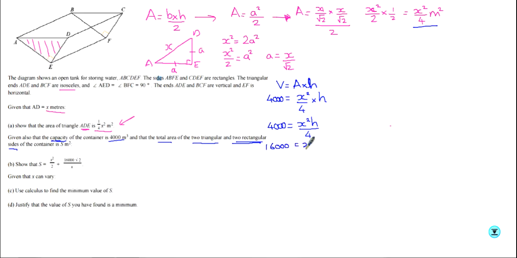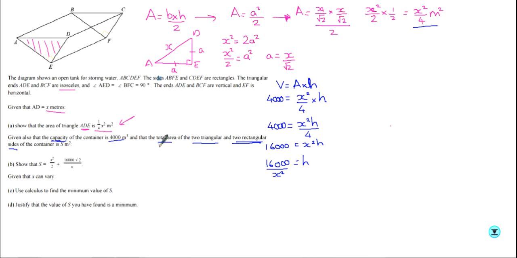So immediately, if I glance over to the question, I can see here that I've got this 16,000, so I'm feeling good about this. Now we already know what x is. x is this. So let's try and rearrange for h. So that's going to be 16,000 over x squared. It's the only thing we can really do at this moment in time.